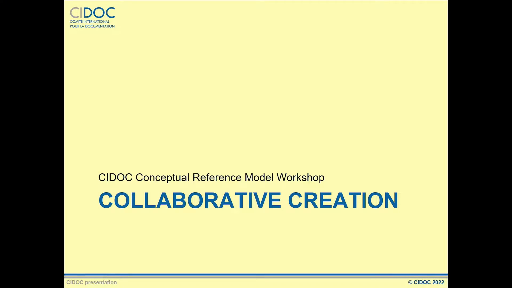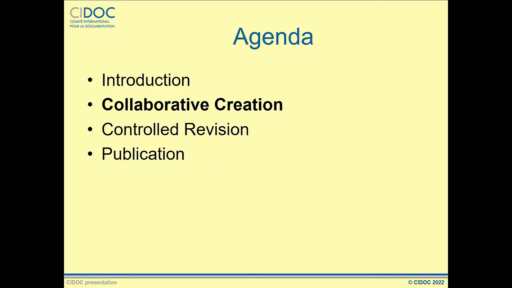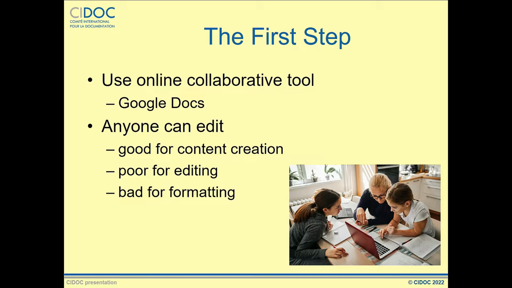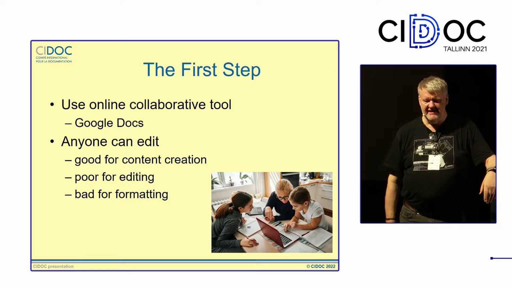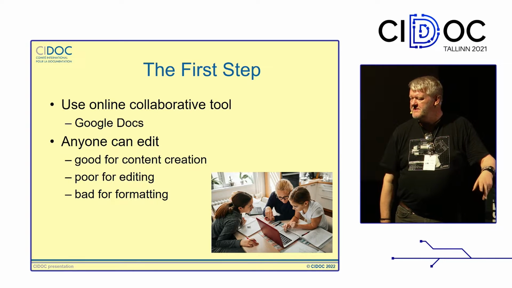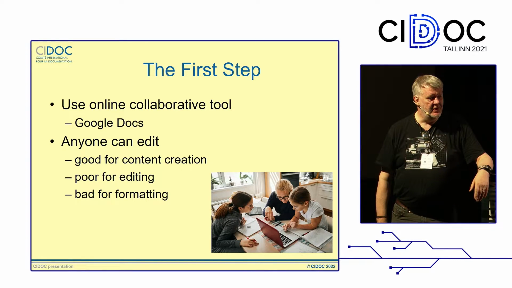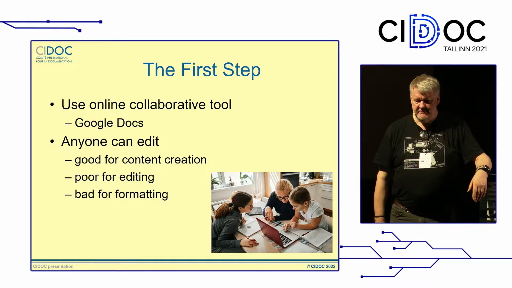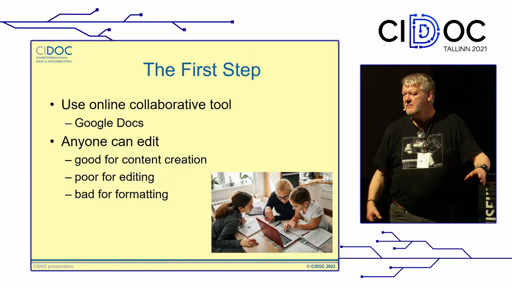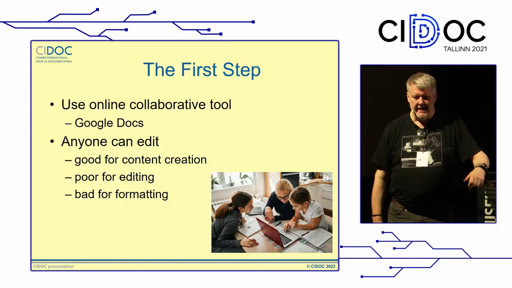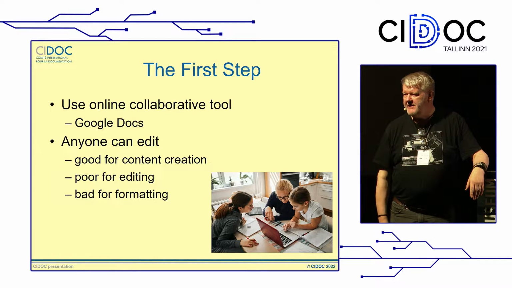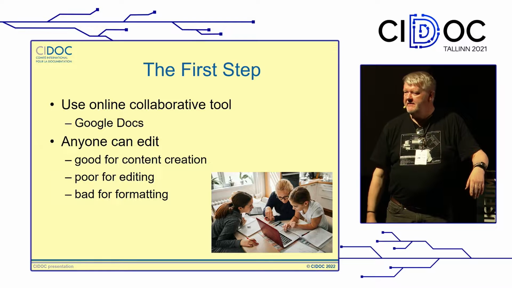So the first step is what we call collaborative creation. It's pretty straightforward. We all do this already. Use some kind of online collaborative tool. We've been using Google Docs within the CRM SIG to create the core of a document. This is great for content creation. It's really nice and easy for you all to hack into the same thing, sometimes simultaneously in the same room, sometimes across distance, and create the content that you want to establish.